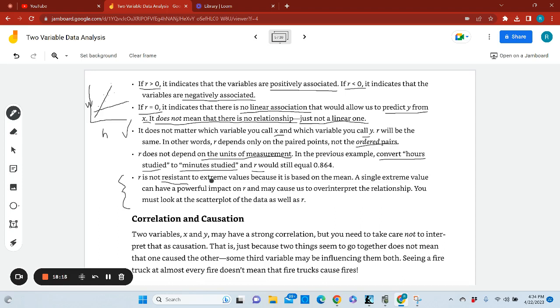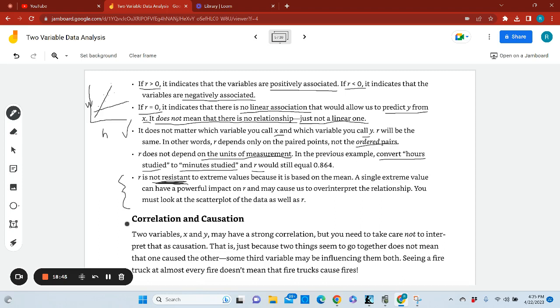And that's a big difference from your resistant measures, things like the median or the interquartile range. Adding an extreme data point won't severely change those statistics for a data set, because it's more about position rather than value. Okay? But correlation is not resistant. If you add an extreme data point, it will change the correlation quite a bit.